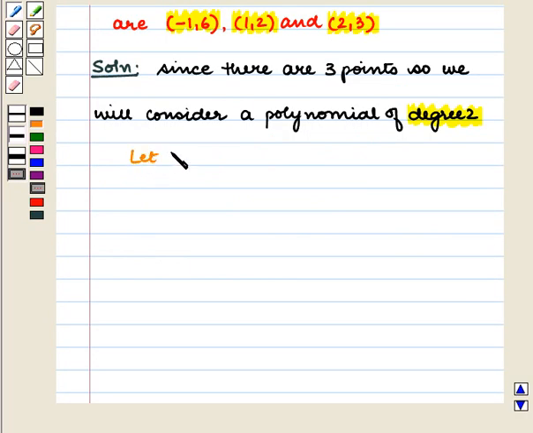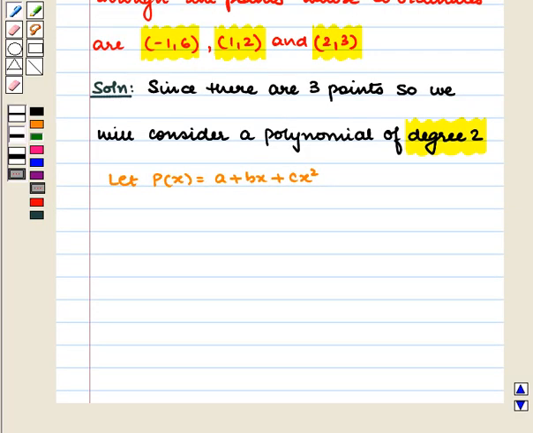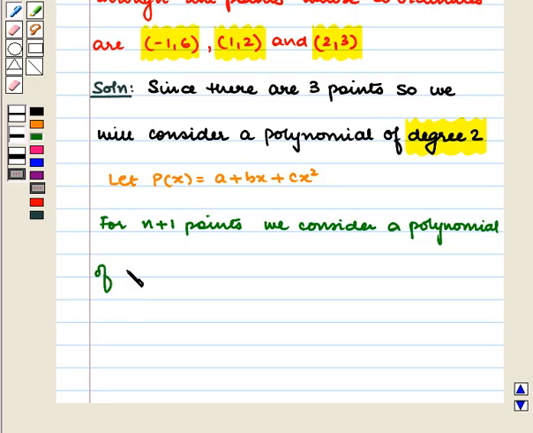Let p of x be equal to a plus bx plus cx square. Note that if 4 points were there, then we would have considered a polynomial of degree 3 and so on. That is, for n plus 1 points, we consider a polynomial of degree n.